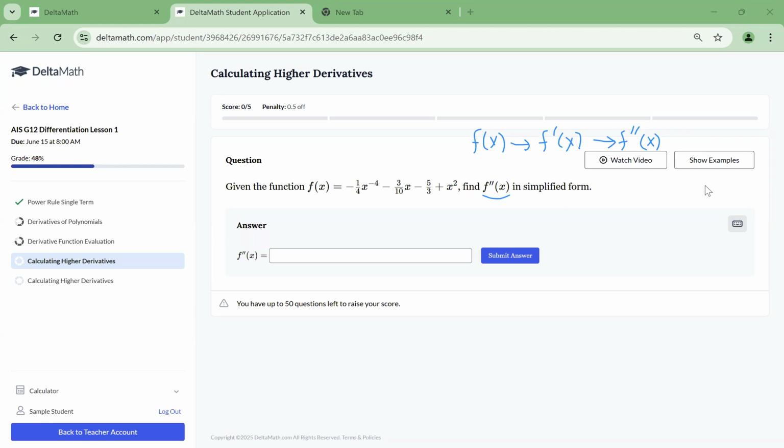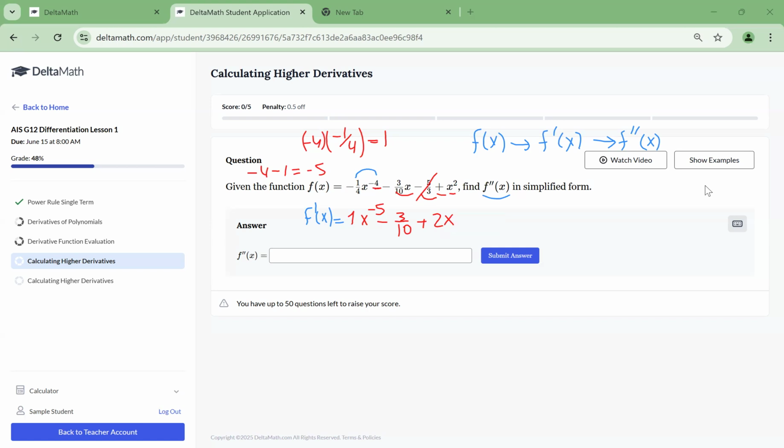So for this function, f dash of x will be negative 4 times negative 1 over 4. This gives me positive 1, so 1 x power negative 5. How did I get negative 5? I reduced the power by 1. So negative 4 minus 1 gives me negative 5. And then minus, 3 over 10x just becomes 3 over 10 without the x. And then this is a number, so it's just 0. And then we have plus x power 2, which is 2x.